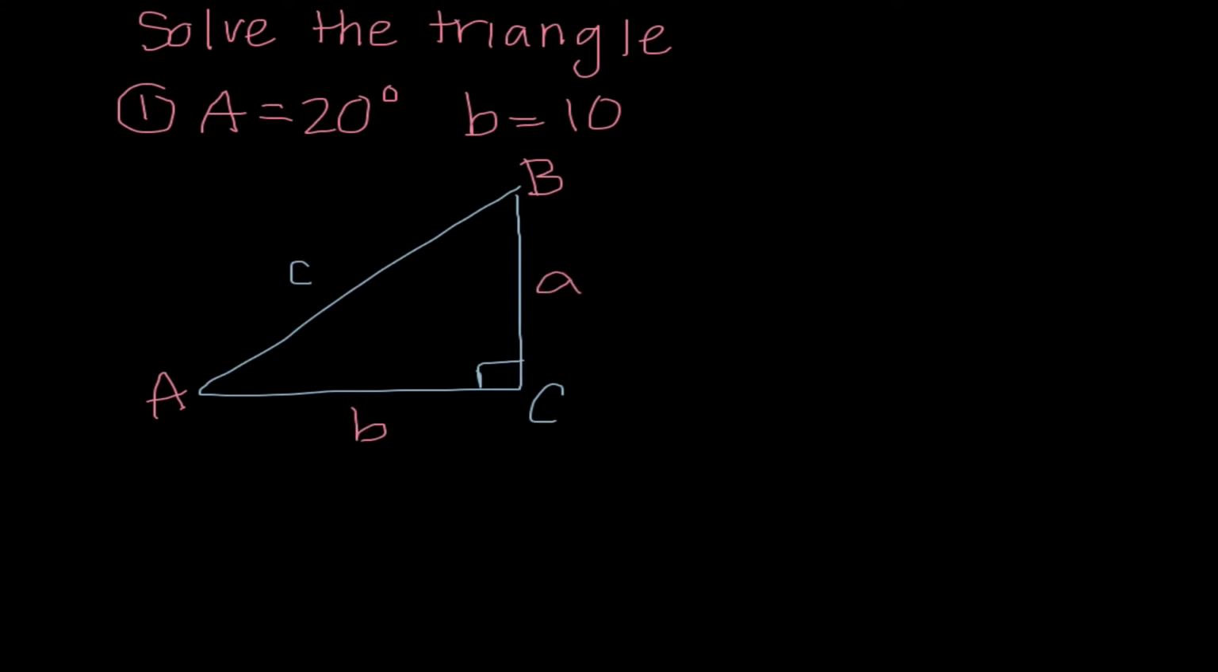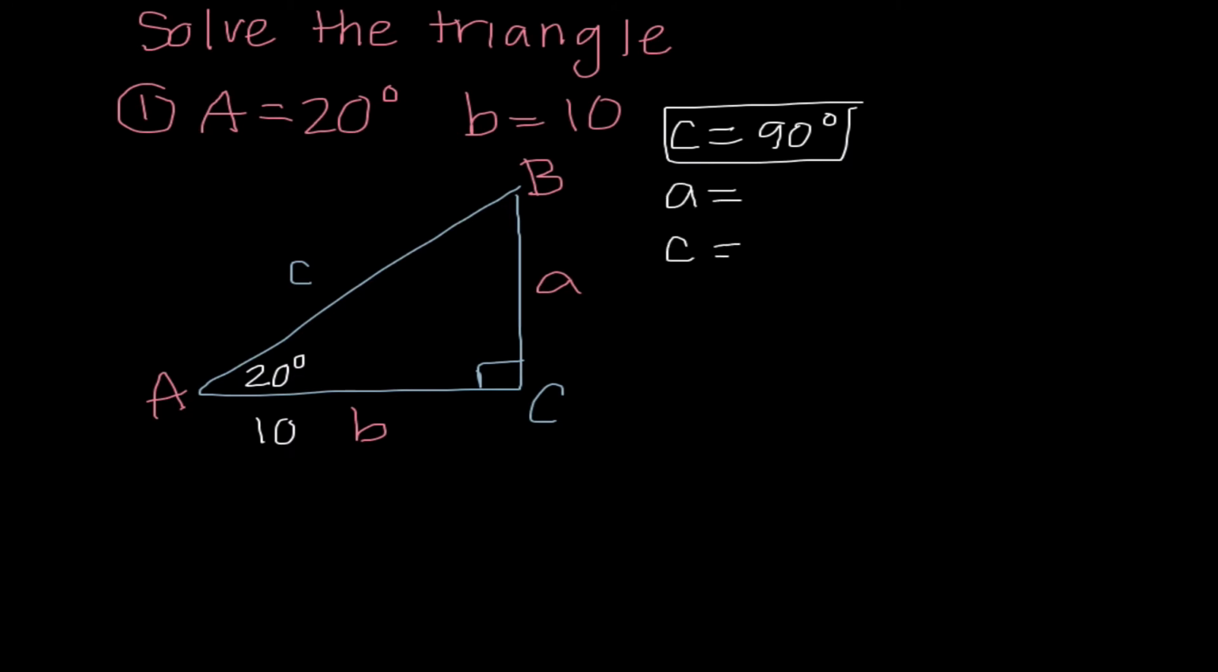So if I fill in my given info, I know that this is going to be 20 degrees and this side is going to be 10. So looking around, I'm just going to make a little note for us. We know C is 90 degrees. We also need to find side A, side C, and angle B.